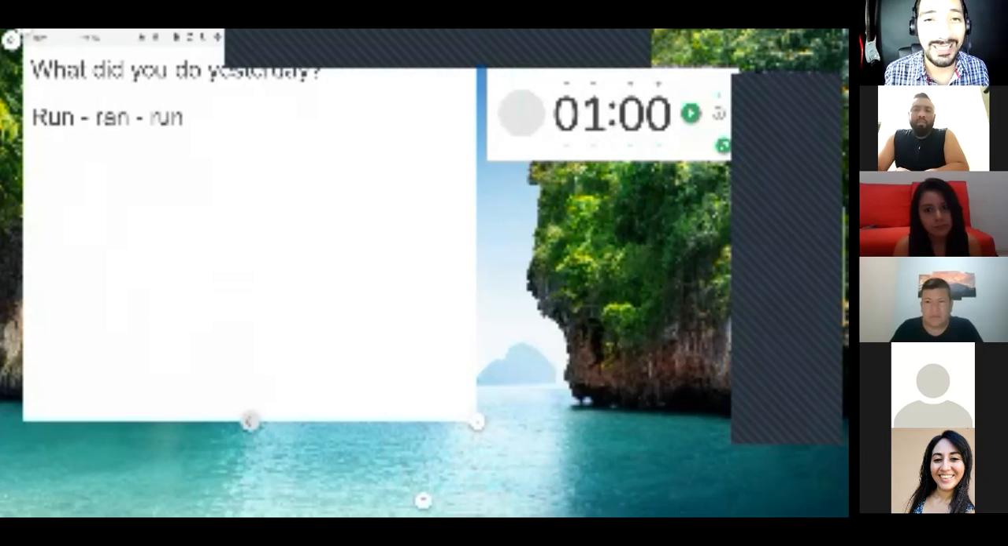En inglés no existe la R, existe la R. Y cada vez que vas a decir una R, tu boca se coloca en la forma de una U. Okay, you say Robert, Robert, Rock, Run, Run, Run. Okay. Run. There you go. Perfect.